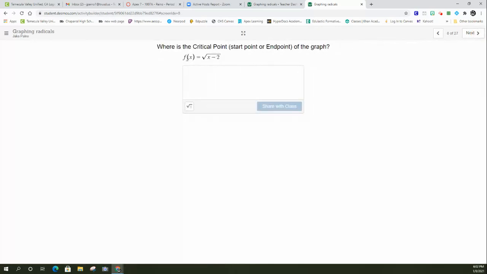Okay, so what was the critical point? So again, it was (2, 0). Again, we know the critical point is always (h, k). In this case, h is 2 and k is 0. So even without looking at the graph, we should be able to understand what the critical point is. And knowing the critical point is going to help us graph when we're only given the function and not the graph to start with.